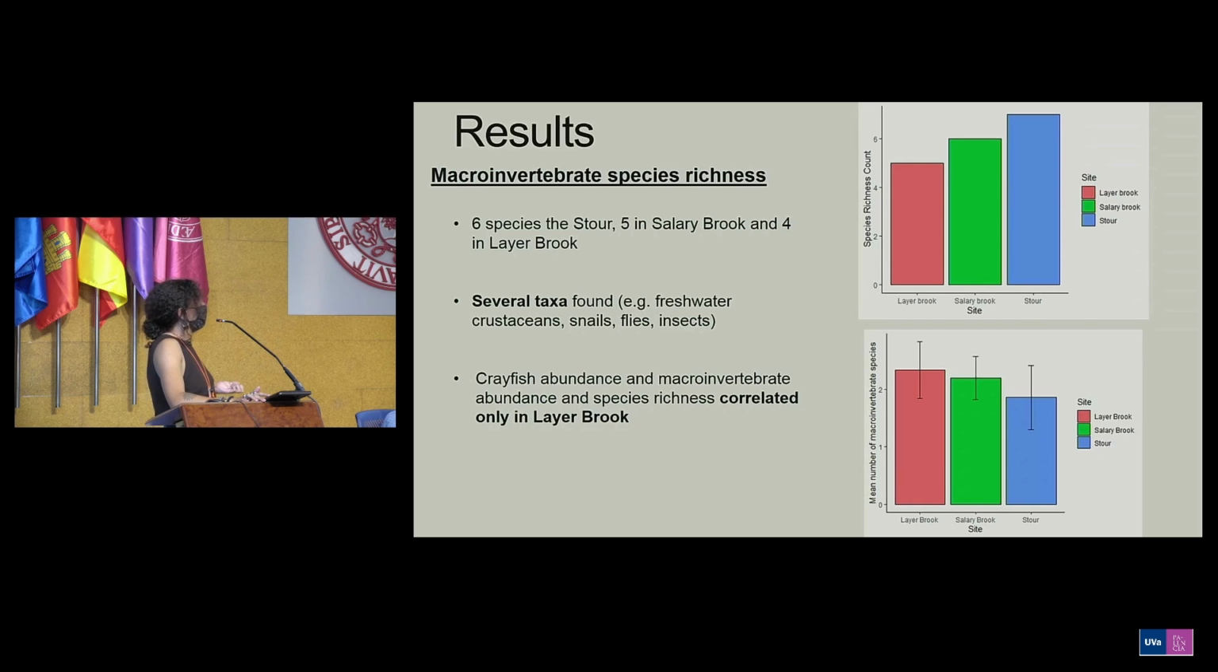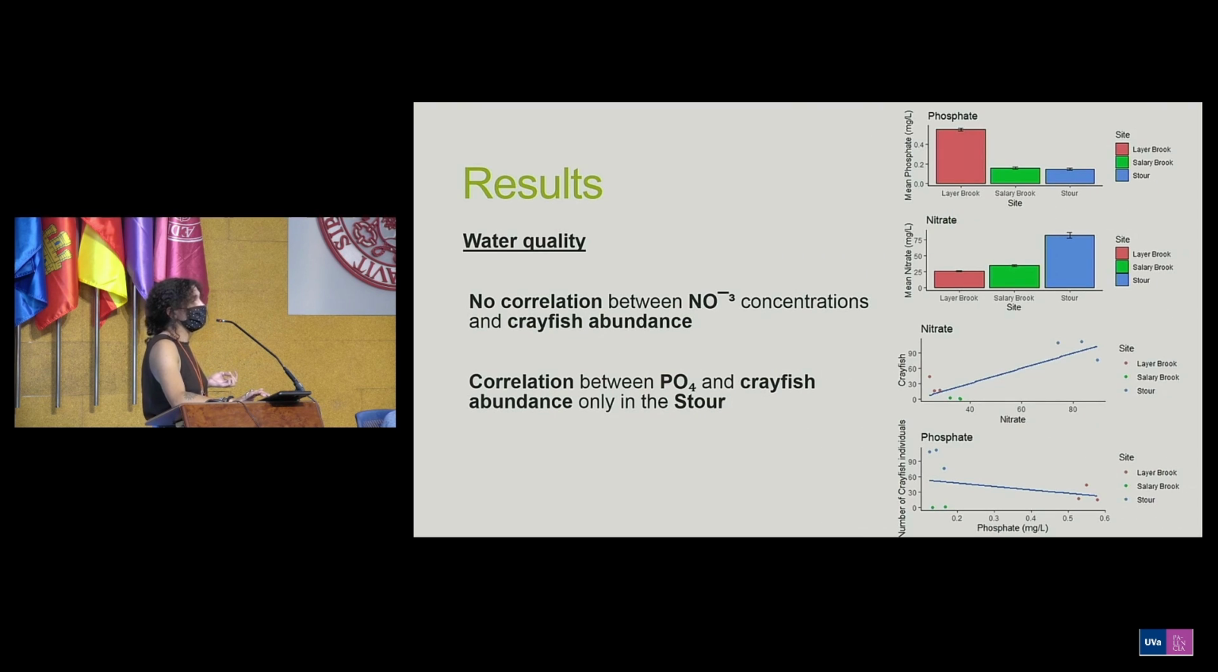And so the ANOVA test showed that there was a correlation between the crayfish abundance and the microinvertebrate abundance and species richness only in Layer Brook, contrary to what we expected. And then, in regards to water quality, our hypothesis in regards to nitrate was wrong, so there was no correlation between nitrate levels and crayfish abundance. However, we found a correlation between phosphate values and crayfish abundance only in the Stour, though.